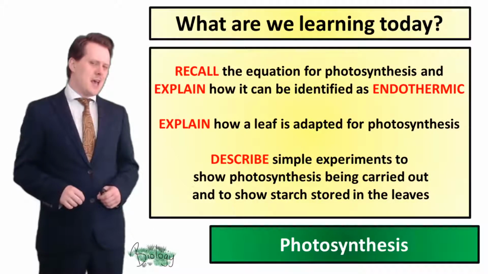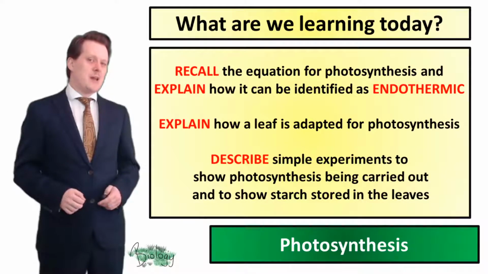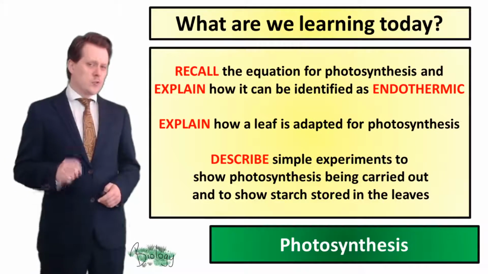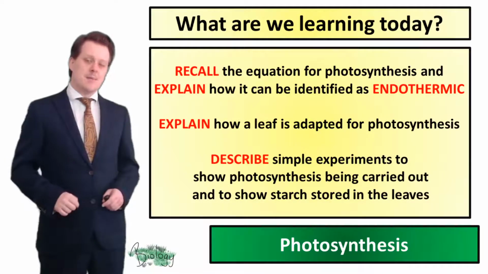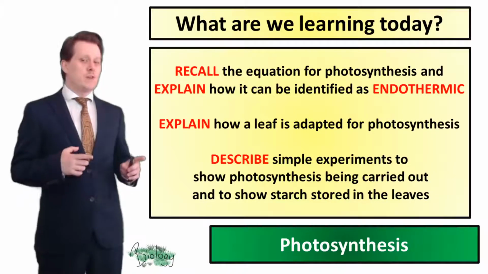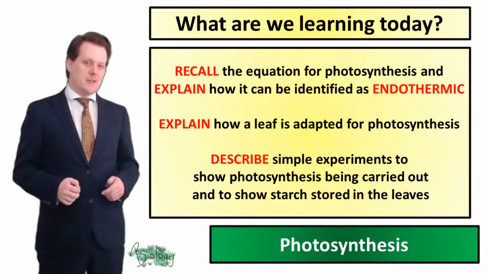Because in today's lesson we are going to recall the equation for photosynthesis, and we're going to explain how it can be identified as an endothermic reaction. We're also going to explain how a leaf is adapted for photosynthesis, and we're going to describe some simple experiments to show photosynthesis being carried out and to show that starch is being stored within the leaf.